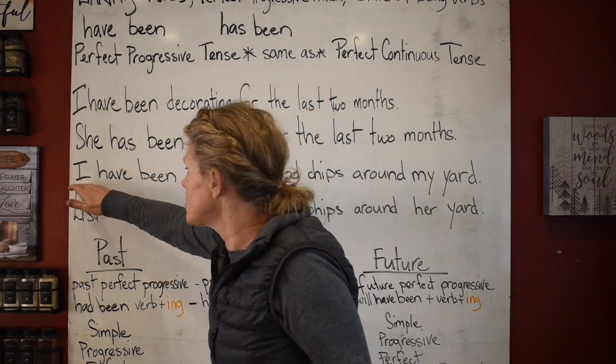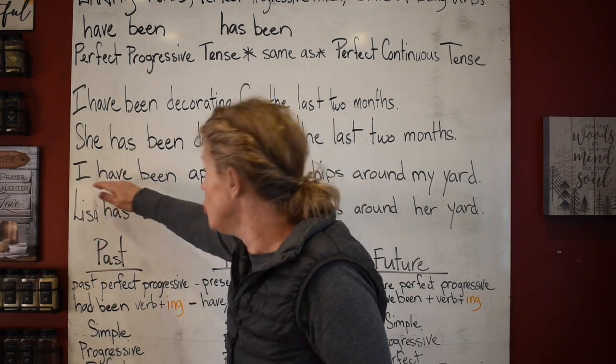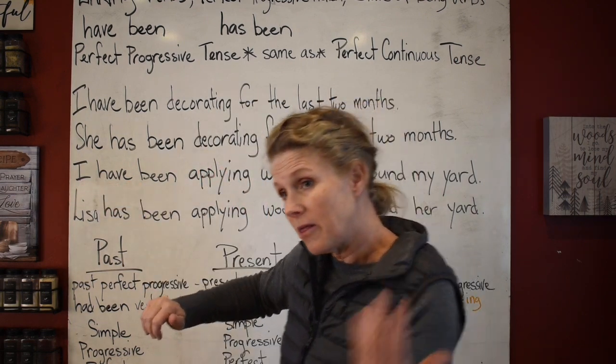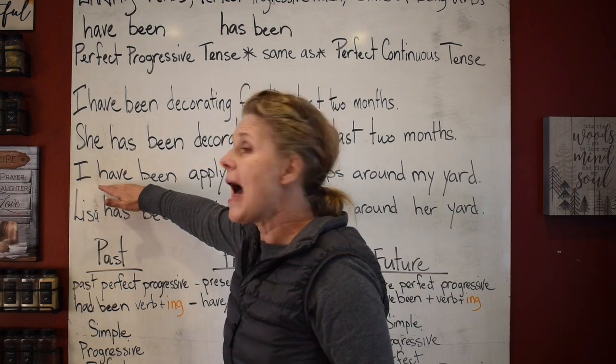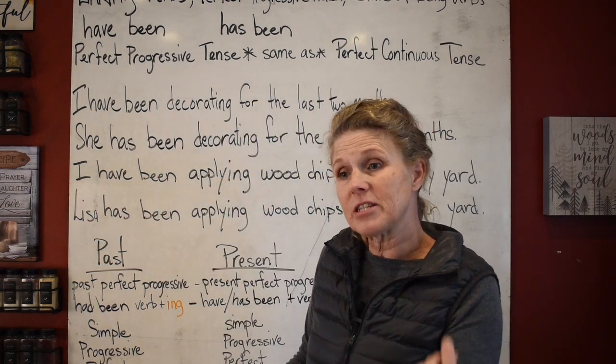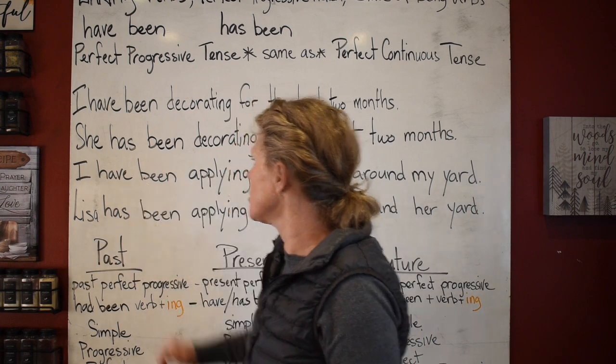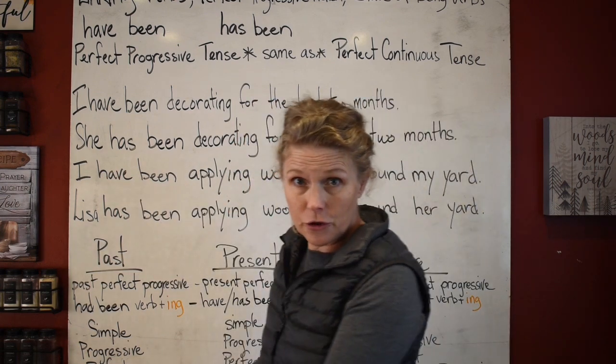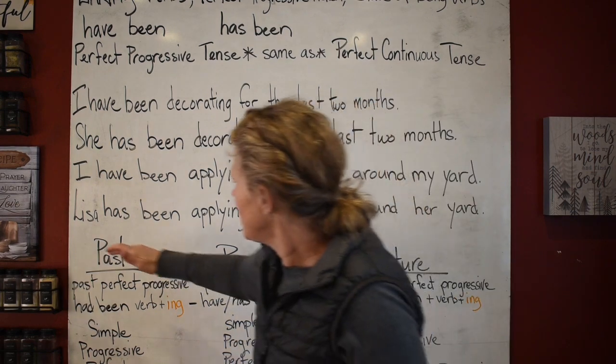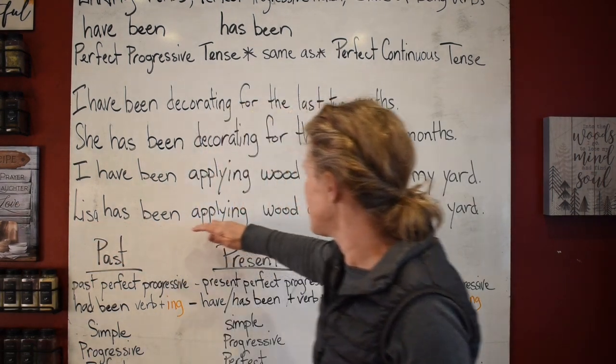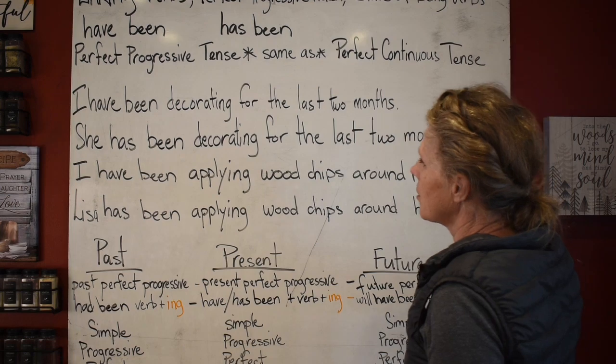And so, yes, we can say we have been, you have been, they have been. So have can be plural. Have is first and second person singular, and first, second, and third plural, have is. And then we have Lisa has been applying wood chips around her yard.